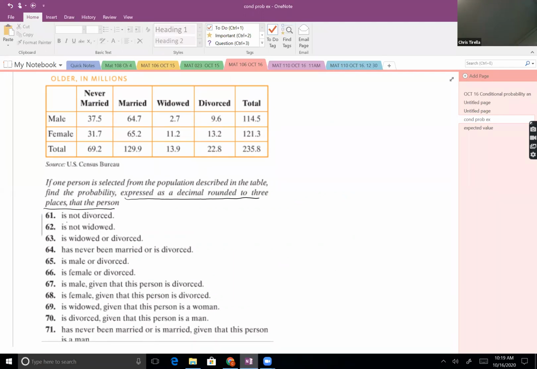What's the probability that somebody is not divorced? Is everybody all right? When I see that word not, I think 1 minus. Now from this table, what would be the fraction for divorced? 22.8 over, what's the total number of people in this table? 235.8.